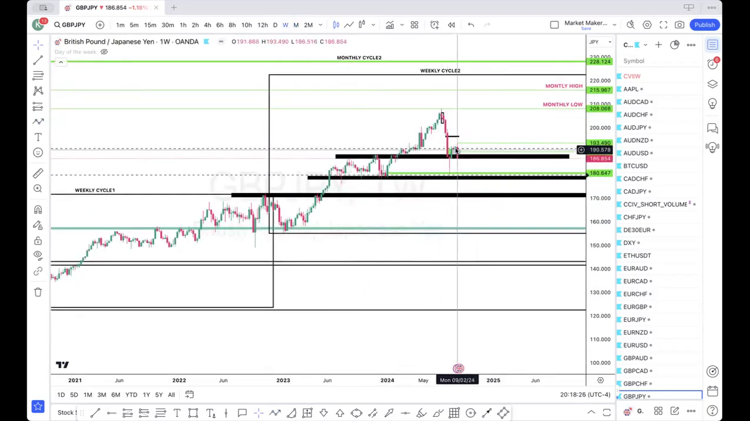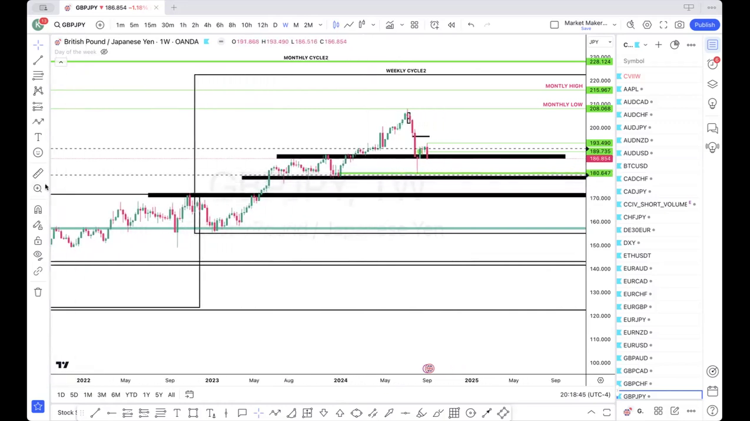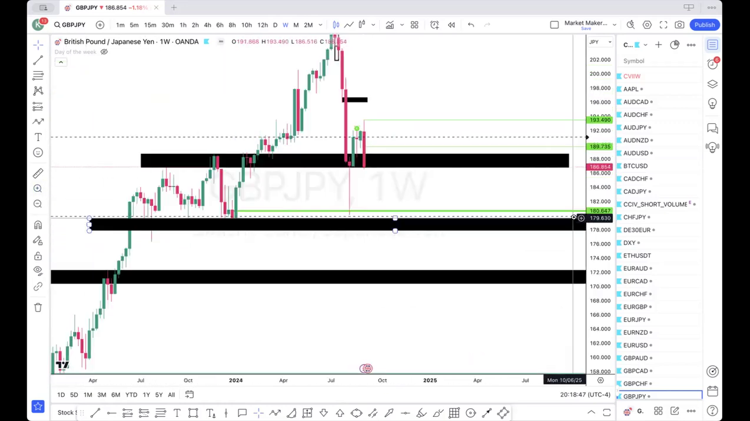So we got 1 push, we got 2 pushes, and we might have a third push. And the third push may break the lows, right? Right here we have equal lows. Right here we have a key level. Every time price comes here, it reacts. Came here, it reacted.